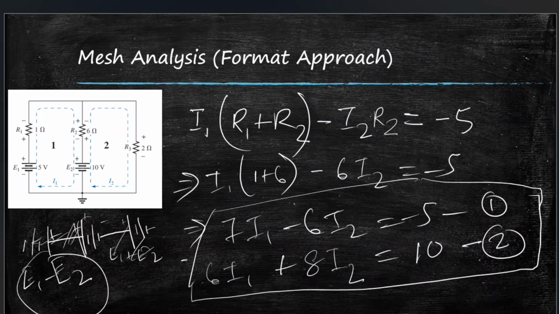So now we just plug in these values in the calculator and solve the two linear equations. 7, minus 6, minus 5, and then 6, 8, 10. So I1 is equal to 0.22 amperes, and I2 is equal to 1.1 ampere. 0.1 ampere. That's it.